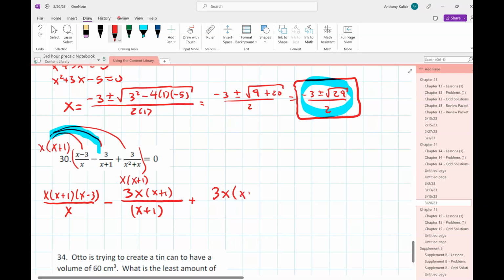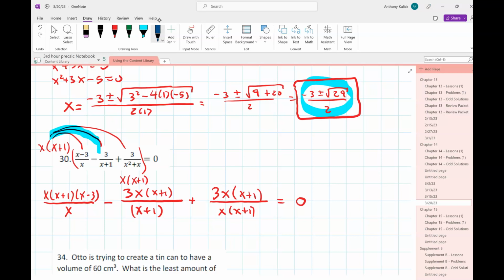x plus 1 over x squared. Instead of writing x squared plus x, I'm going to write x times x plus 1. And then it's still equal to 0, right? Yes. Okay, Henry, what do I do next?